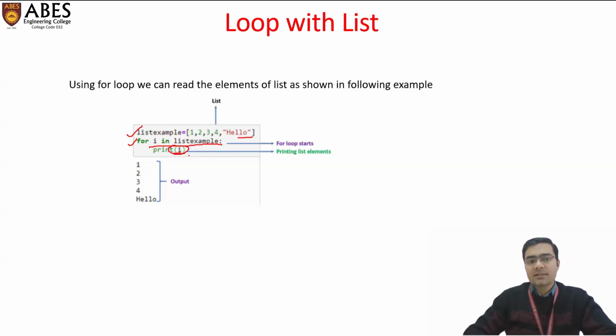In the first iteration, the ith value is 0, so 1 will be printed. In the second iteration, the ith value is 1, then 2 will be printed. Similarly, the other elements will also be printed. This is the output of the given program. I think we can also access the list elements through other loops like the while loop, but for better understanding and from the usability point of view, we are using the for loop.